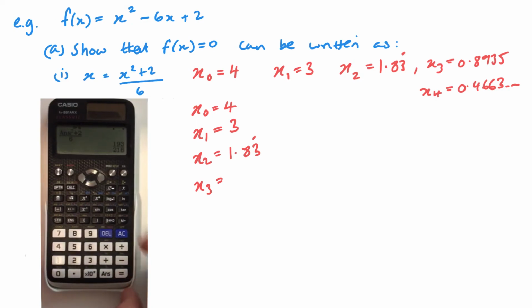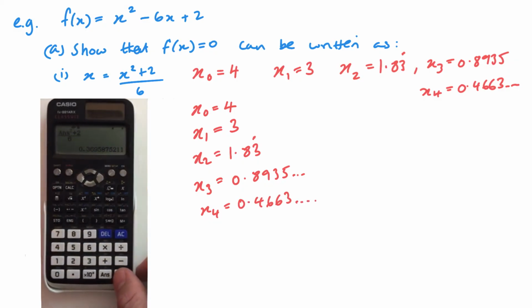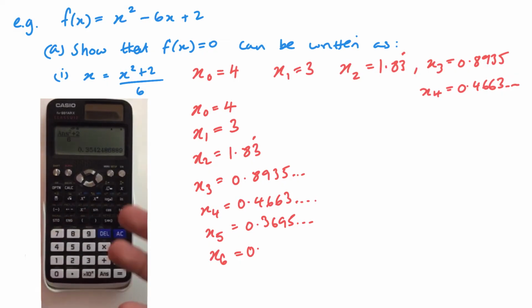Press equals again, and I get my 0.8935. Equals again, you can see I get my 0.4663. That's the fourth one. Fifth value, 6th value, 7th value, 8th value. You can see that the 0.354 is now fixed in place. Obviously I can keep going, but there's no need. Okay, and that's how I get to the answer of these kind of problems really quickly.